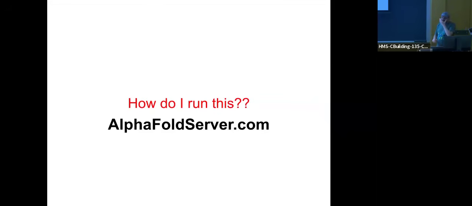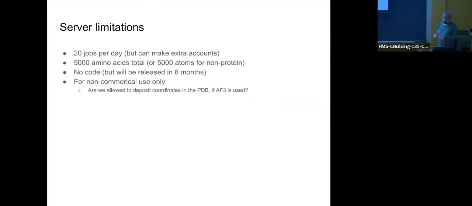So how do you actually run all this? Before I jump into how you run this, I'll quickly tell you guys about the limitations first. There are essentially 20 jobs you can submit per day, but as I mentioned earlier, you can make extra accounts. So technically, the limit is as many emails as you can create. The other limitation is that there are only 5,000 amino acids. But one thing to keep in mind is it's 5,000 amino acids or 5,000 atoms for non-proteins. For example, if you have a lipid, that will probably account for as many carbons as there are in the lipid. So if you wanted to put a bunch of lipids in your protein, you could probably only fit about 300 lipids, and then you'll run out of room.